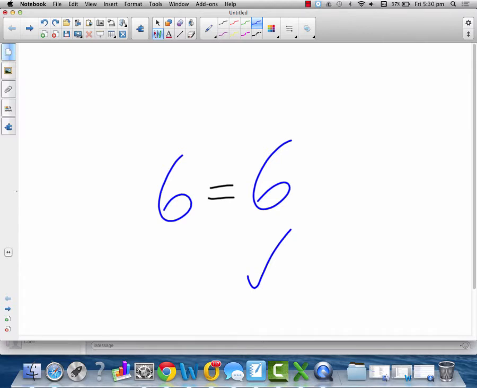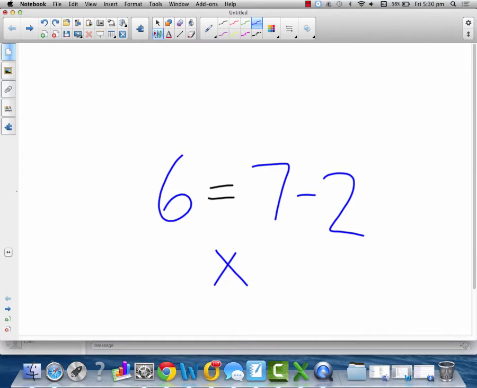Good. But what about if we go 6 equals 7? Uh-oh. Wrong. What about if we go 6 equals 5 plus 1? Well, yeah, because 5 plus 1 equals 6. So, tick. What about if we go 6 equals 7 take away 2? No, because 7 take away 2 equals 5. So that's wrong. So that's what these sums are, guys.